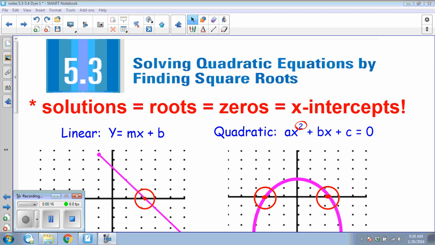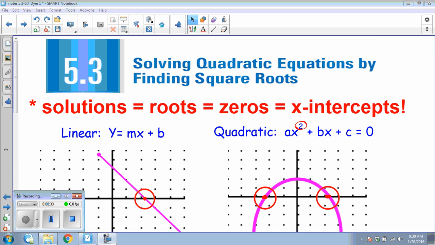It might ask you to find the solutions. It might ask you to solve. It might ask you to find the roots. It might ask you to find the zeros. Or it might ask you to find the x-intercepts. All of those phrases mean exactly the same thing.